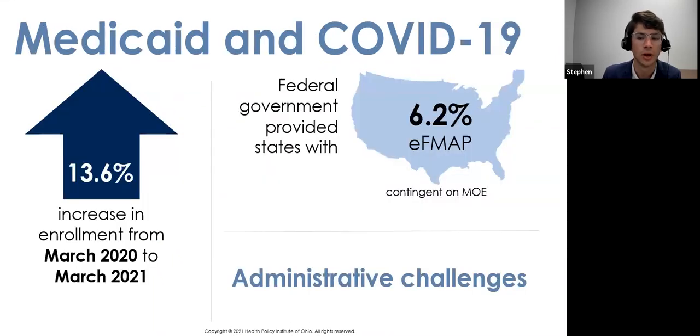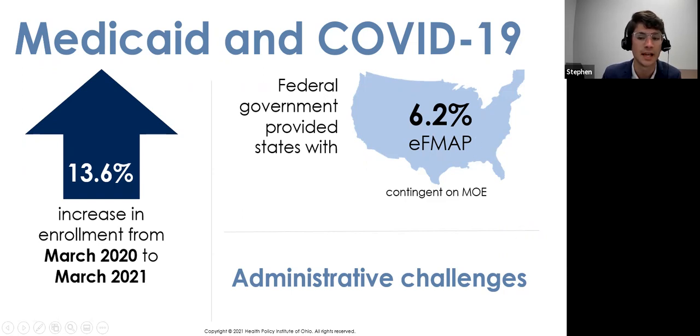Medicaid Basics 2021 also highlights the pervasive impacts that the COVID-19 pandemic had on Ohio's Medicaid program. In Ohio, Medicaid enrollment increased by approximately 13.6% from March 2020, just before the impacts of the COVID-19 pandemic began to be felt, and March 2021. This increase in enrollment also represents a reversal of the previous downward enrollment trend in Ohio Medicaid from 2017 to 2020.